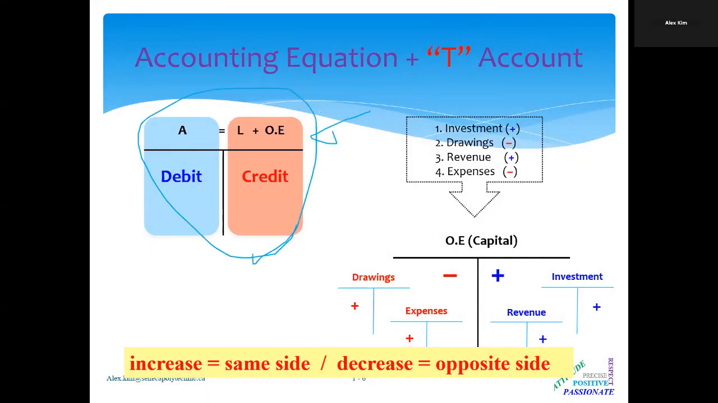Super tool. I can't stress enough how important this tool, the T account, is. So remember this one: increase same side, decrease opposite side. Assets: same side, debit side. Liabilities and owner's equity: same side, credit side. But drawing and expense go in the opposite direction of their parent, owner's equity, so they increase on the debit side, opposite.